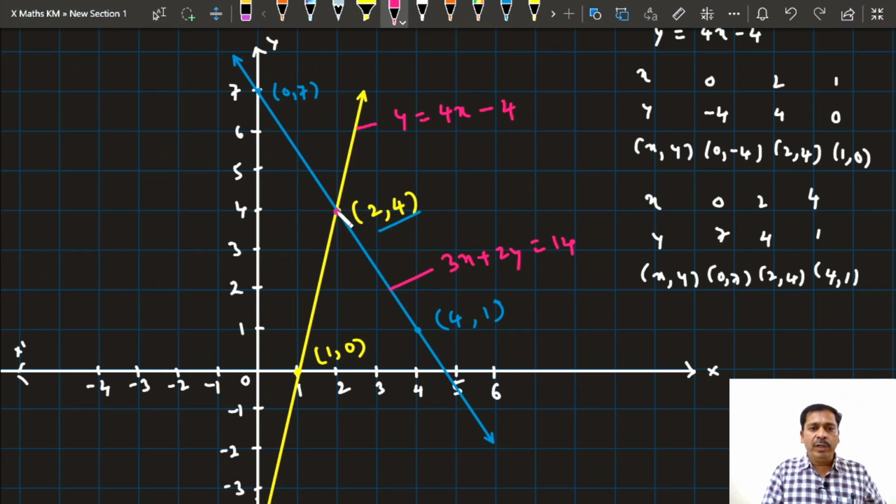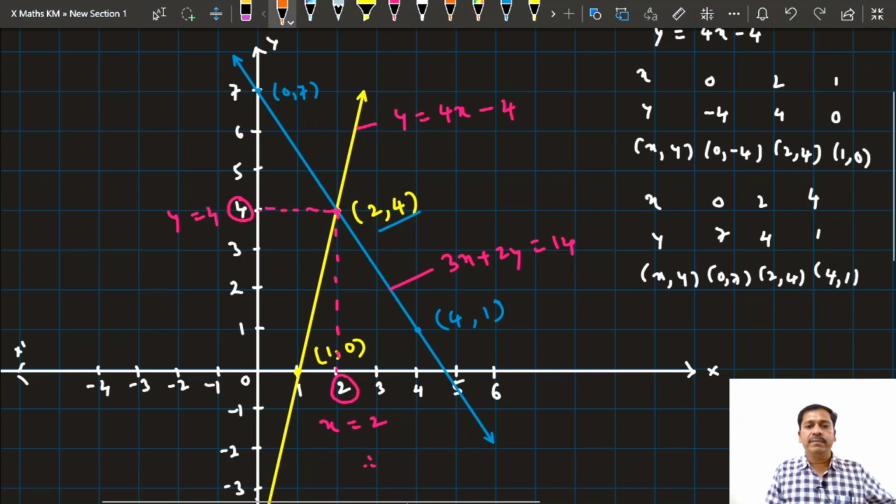See this intersecting point you have to see. Observe the intersecting point and then come down to the x-axis. See where you meet on the x-axis. At x is equal to 2 you are meeting. So x is equal to 2. This is the conclusion from the graph. And you draw a horizontal line which meets the y-axis at exactly 4. So y is equal to 4 you are getting.